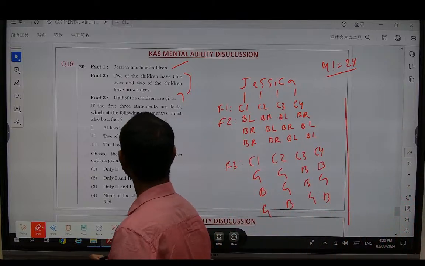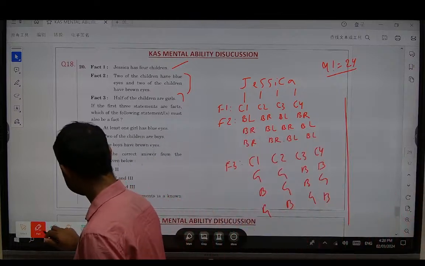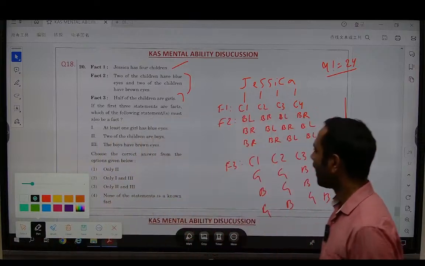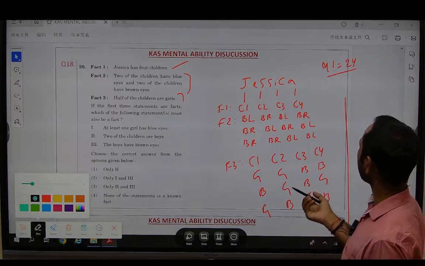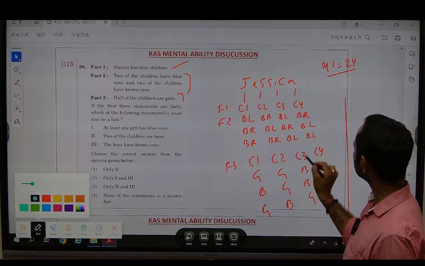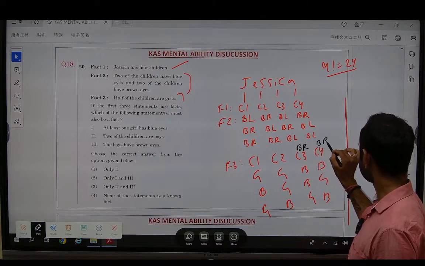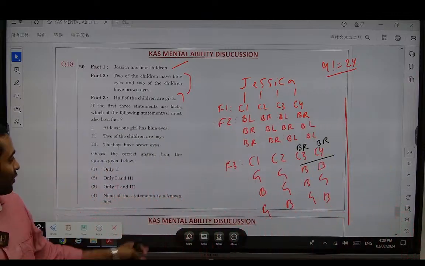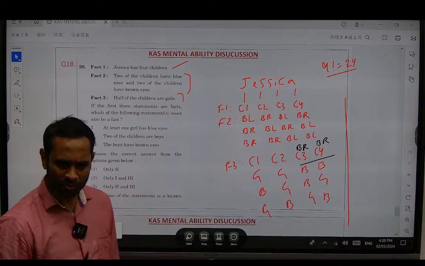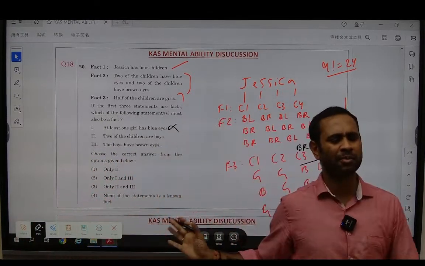Okay, fine. Now they are telling us at least one girl has blue eyes. Let me take another pen. This is an interesting question. At least one girl has blue eyes, that is not sure, right? There might be a possibility that both the girls will have brown eyes. That's the reason that guy made a song also, Honey Singh, right? So there might be a possibility that a girl will not have blue eyes, so this is wrong. Understanding or not? Because multiple combinations are there.